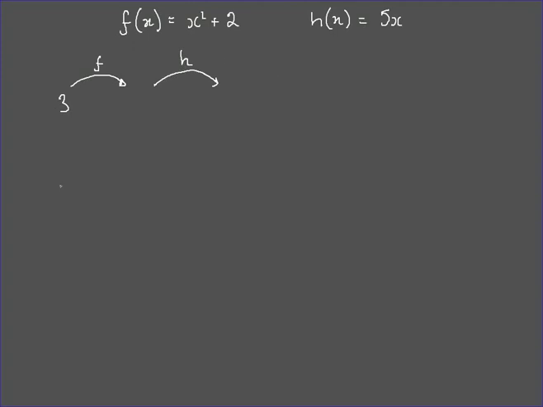I could equally ask you to take the number 3 and go through h first and then go through f and see what happens. So 3, going through f: square, add 2 is the instruction. 11. Now go through h: multiply by 5 is the instruction, there's our answer. And if we go through h first, multiply by 5, and then 15 squared, add 2, 227. There we go. We've used a composition of the two functions.